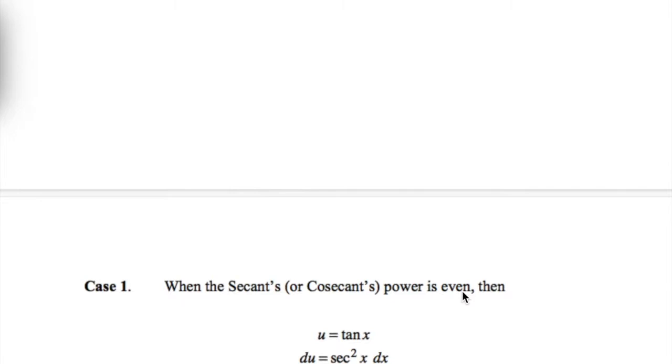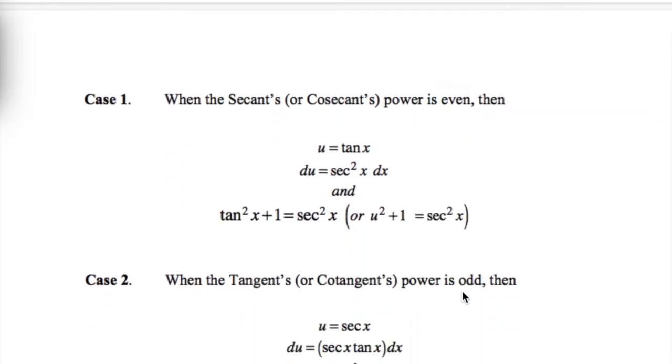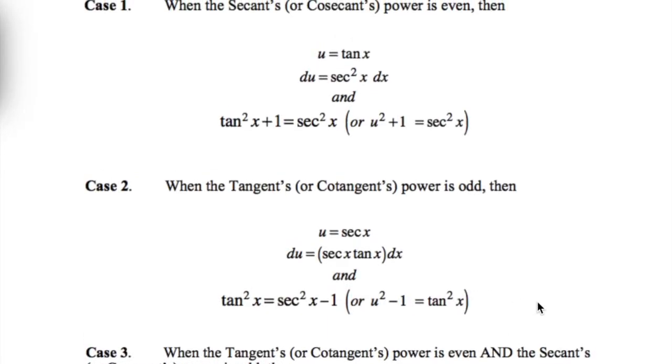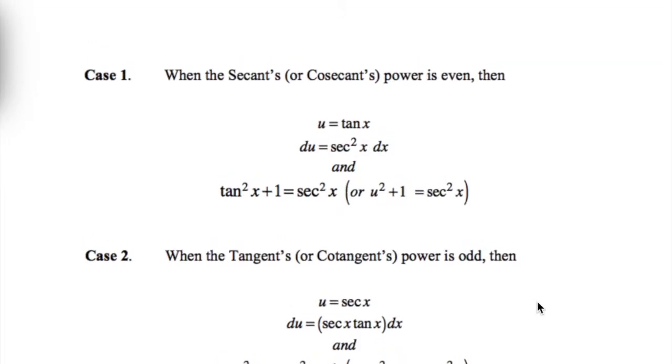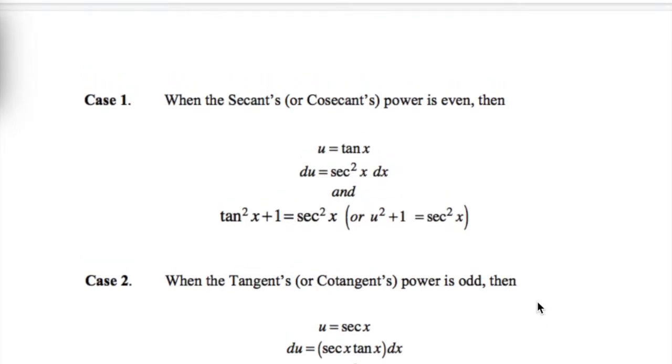And so for case 2, that is when the tangent or cotangent's power is odd, then your u is secant x, and your du is secant x tangent x dx. And so you're solving for tangent squared x in this case, and that is equal to secant squared x minus 1. Or after you do your substitution, that would be equal to u squared minus 1.